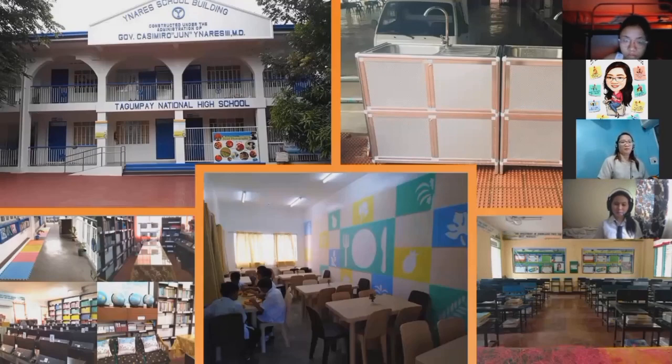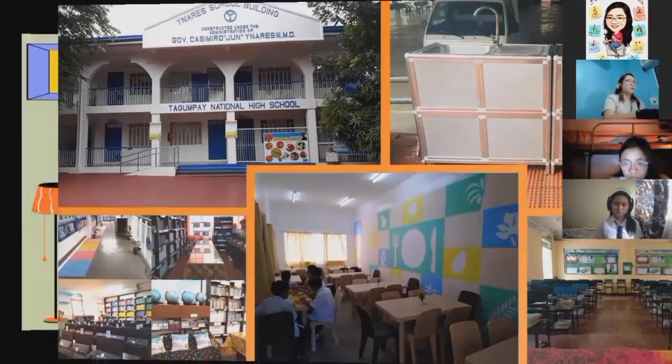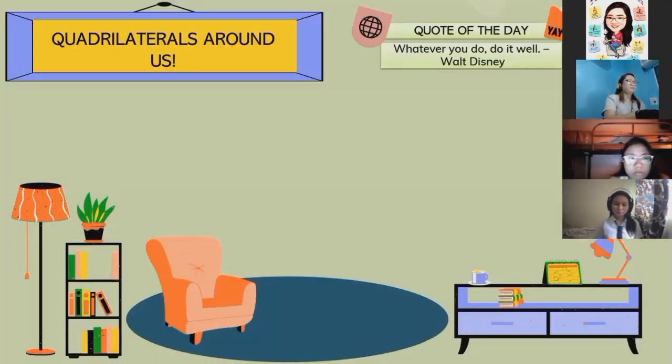Square and rectangle, ma'am. Okay, thank you for that answer. As we can notice, all of these five pictures represent a shape, and they are all present around our school, right? So with that, we can simply say that quadrilaterals are really around us. Not just living things, but also quadrilaterals.